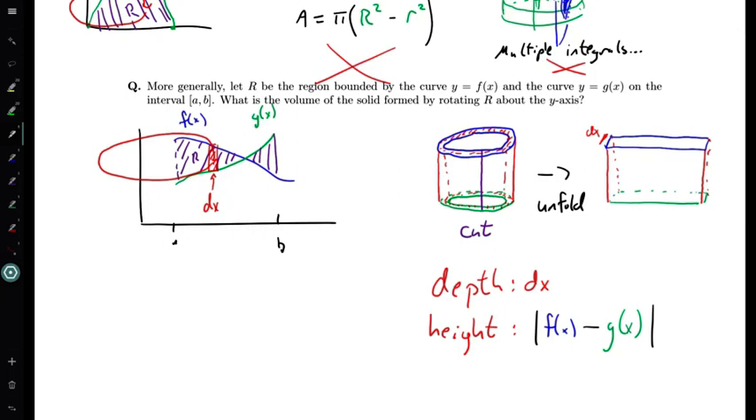Cool. So we have the height of my plate as well. So that is this distance. Finally, what we need to do is compute the length of this here.